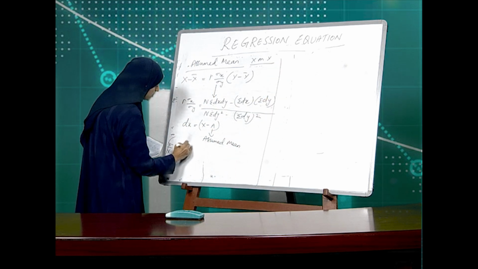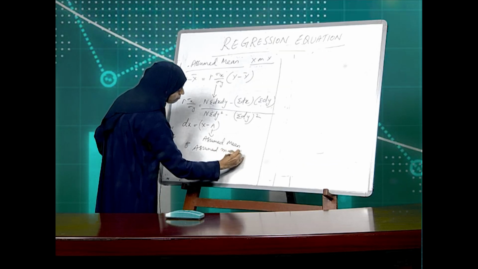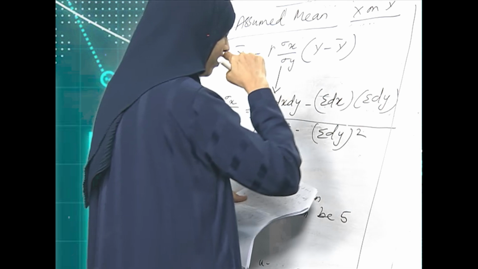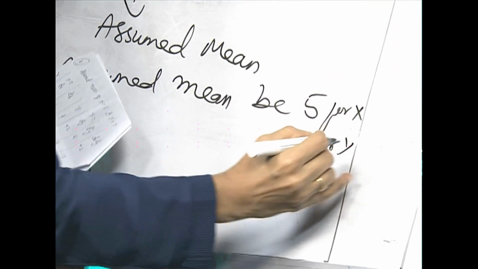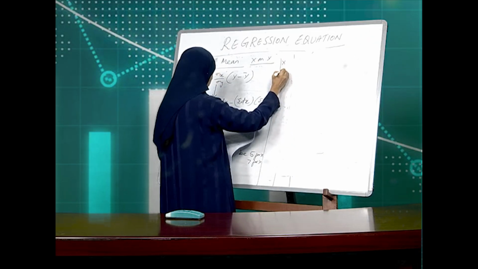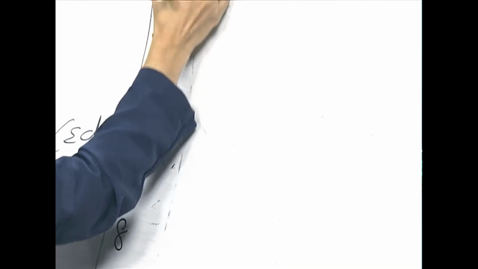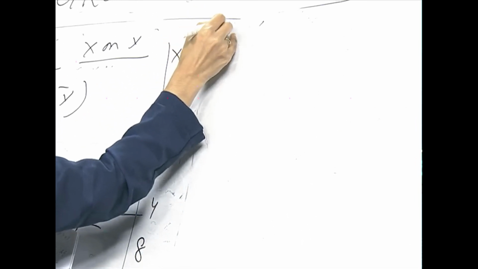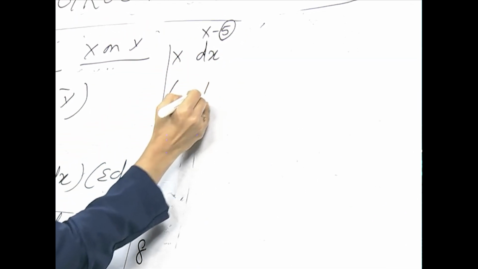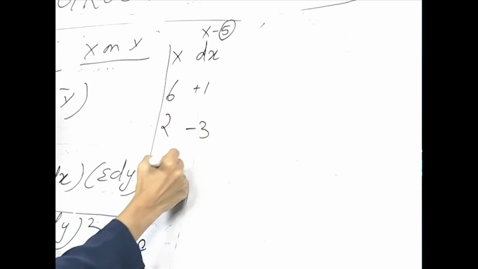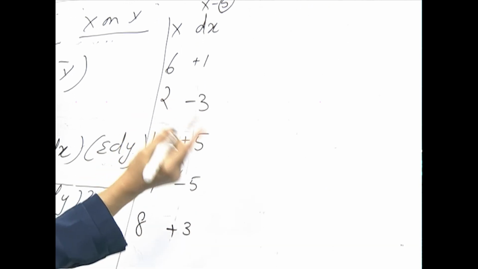Now, let us assume the assumed mean be 5. So, when assumed mean is 5, what will happen? This is for x and 7 for y. So, we are assuming means like this. Here x will be 6, 2, 10, 4, 8. Now, I am taking dx, which is deviation from assumed mean 5. So, 6 minus 5, 1; 2 minus 5, minus 3; 10 minus 5, plus 5; 4 minus 5, minus 1; 8 minus 5, plus 3. So, I have taken deviation.